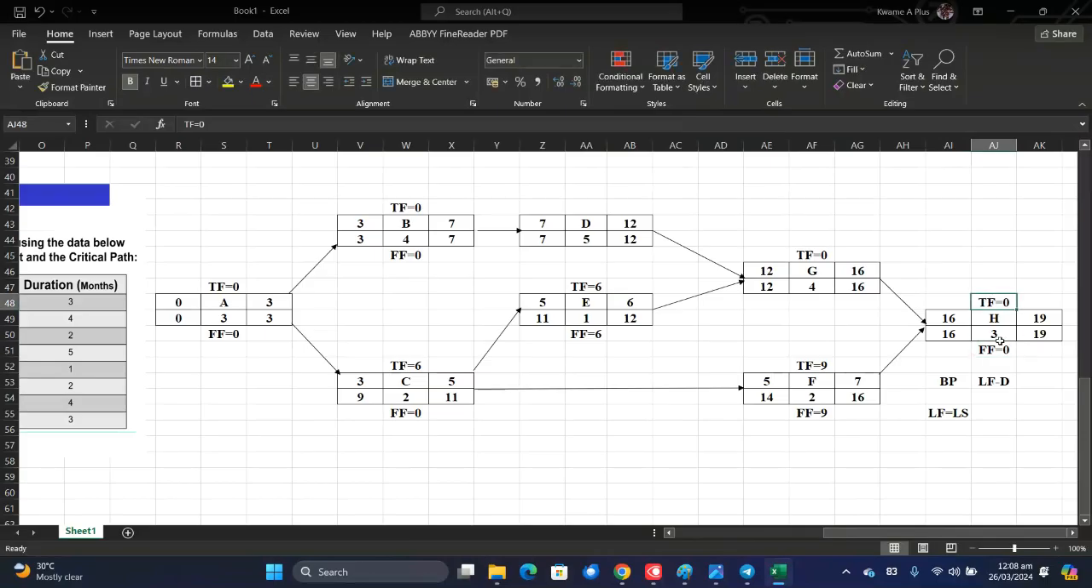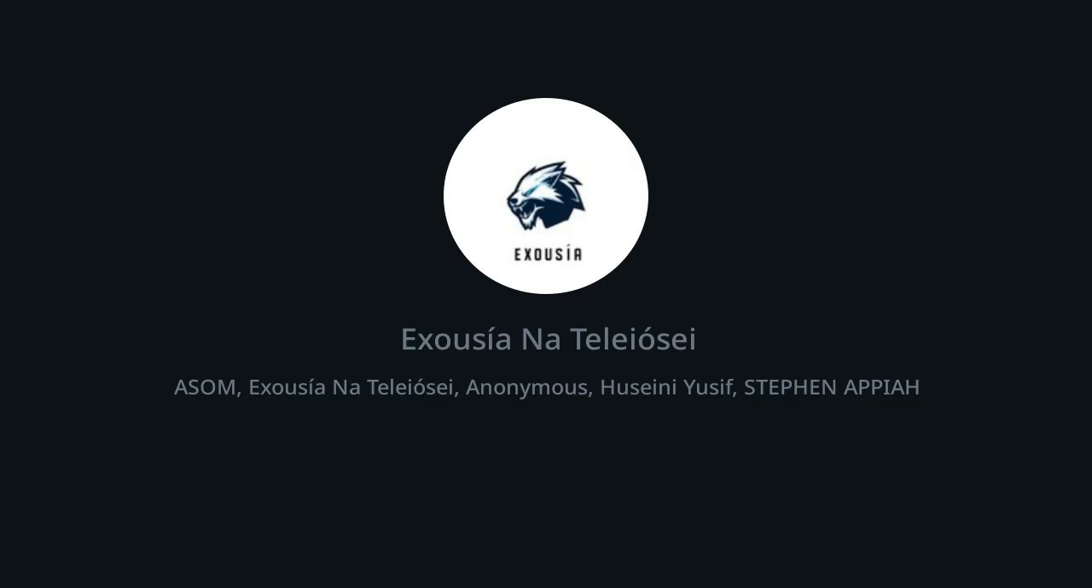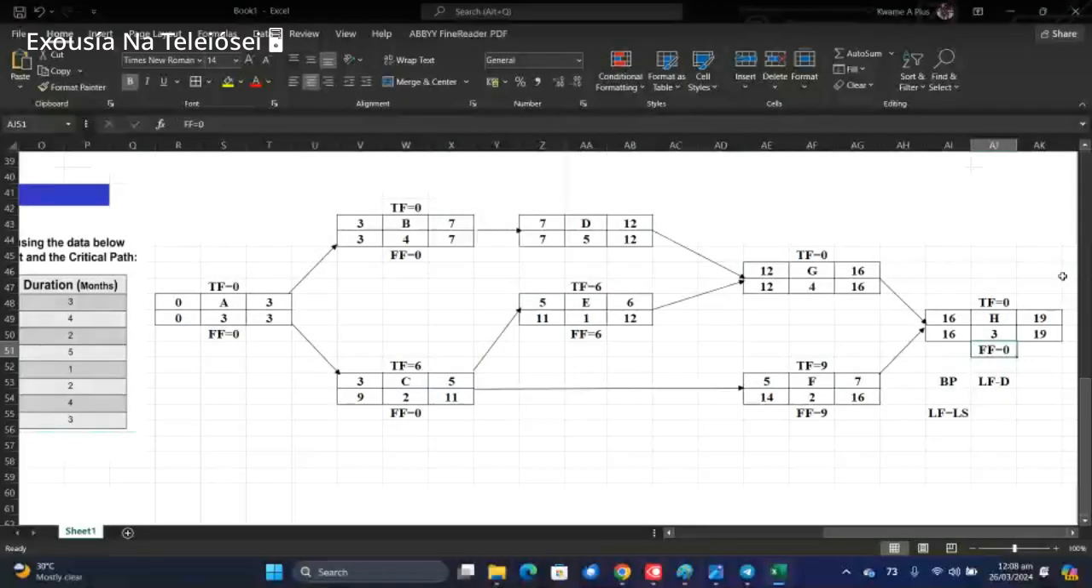Because if we take earliest start from here, we don't have any additional activity coming from behind. Just subtract 19 from 16, and then we will have maybe 3 minus 3 is 0. It's the same thing that we are having.